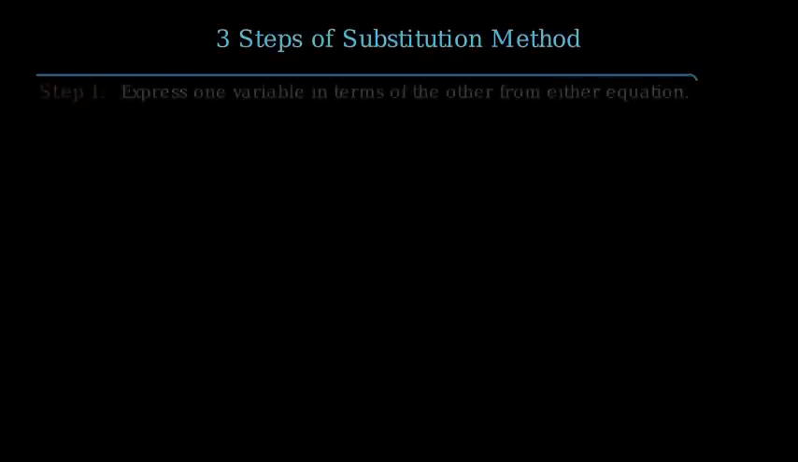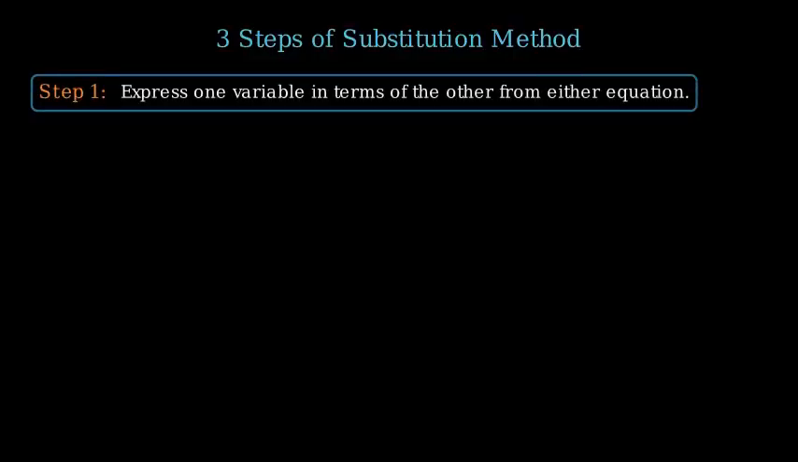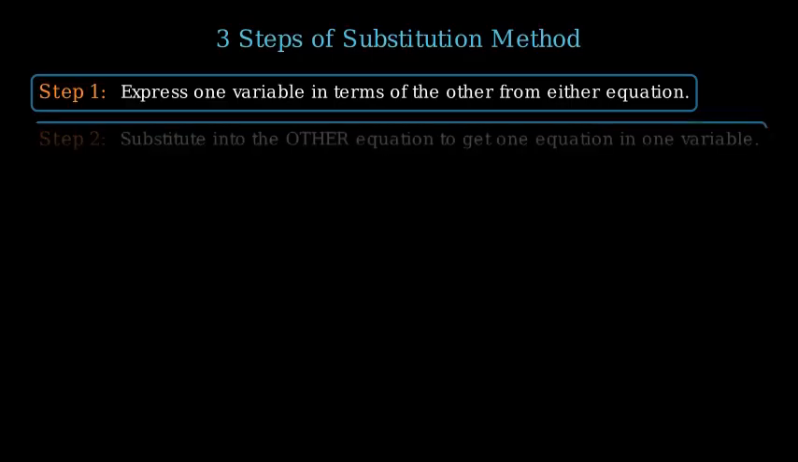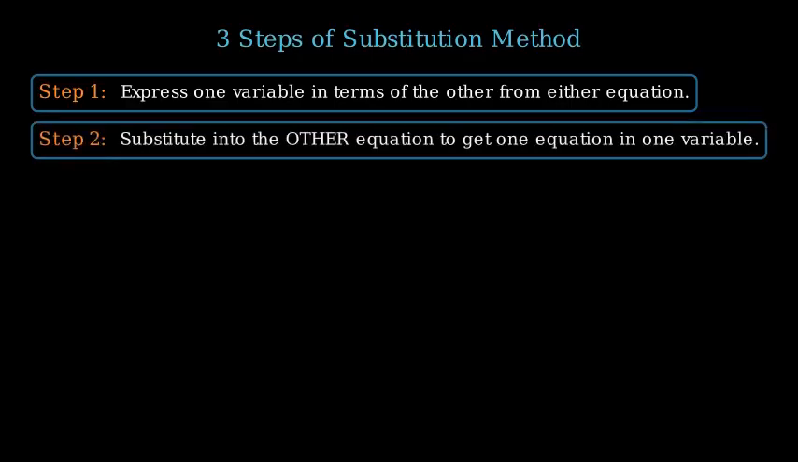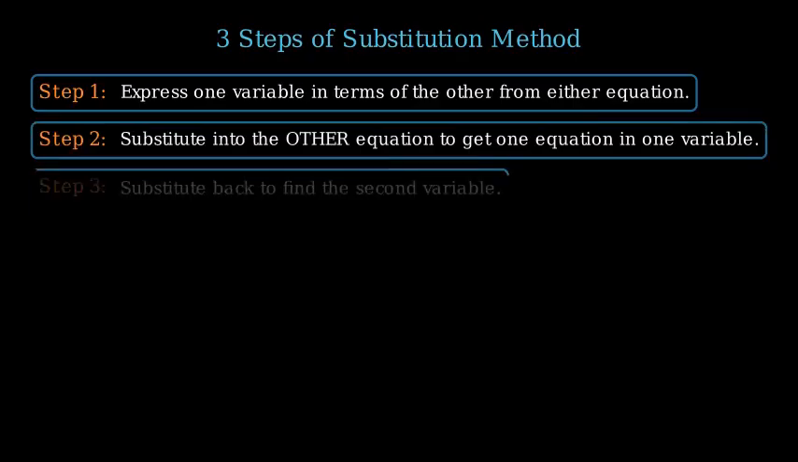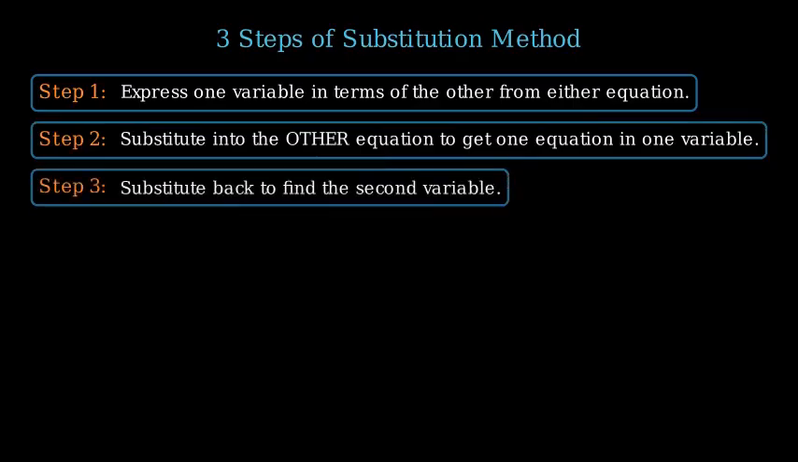The substitution method, an algebraic technique to solve a pair of linear equations. The method has 3 clear steps. Step 1. Express one variable in terms of the other from either equation. Choose the equation and variable that makes the algebra simplest. Step 2. Substitute this expression into the other equation. This gives you a single equation in one variable, solve it. Step 3. Substitute the value you found back into the expression from step 1 to find the second variable.